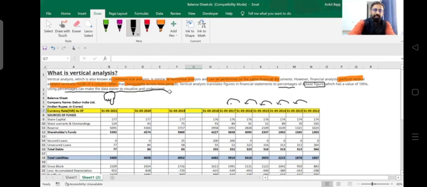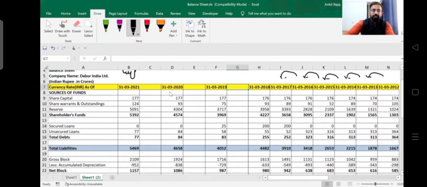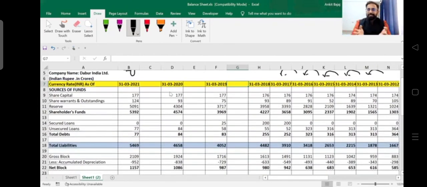First of all, I will tell you what is going to be the base figure. Let's suppose I'm analyzing the balance sheet of Dabur Limited, and I want to analyze my assets, to see what the performance of the assets is. So I will be taking a base figure. Let's suppose I'm taking the profit and loss account. What could be the base figure for the profit and loss account? Sales could be the base figure, and the remaining figures are going to be supporting figures.